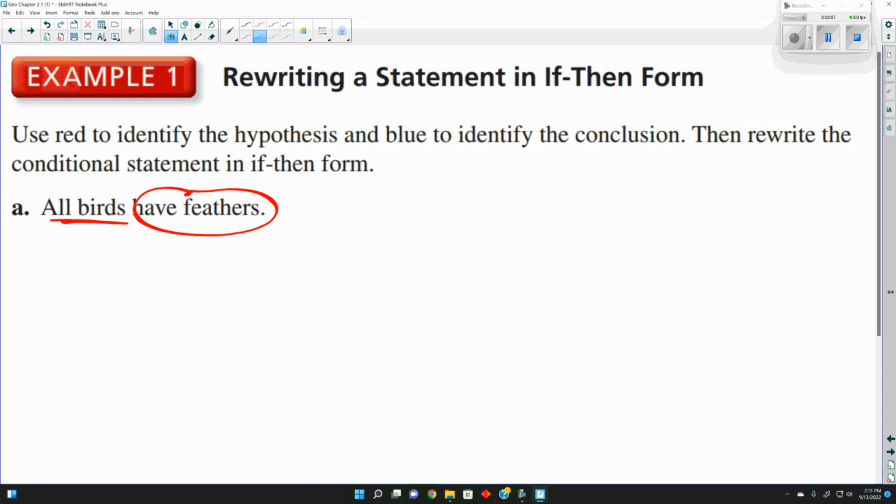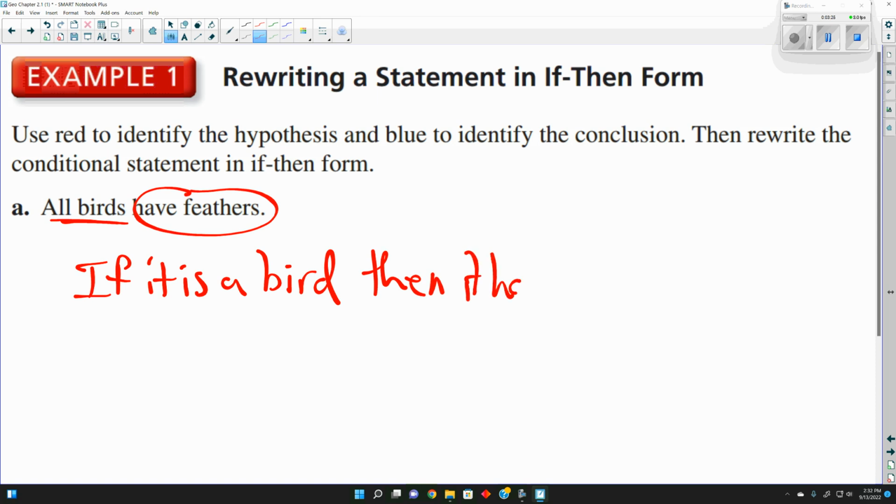So mainly we're talking about if-then. The hypothesis, we're talking about birds. If it's a bird, then what? So if-then form, if it is a bird, then it has feathers. And that's it. Questions on this here?